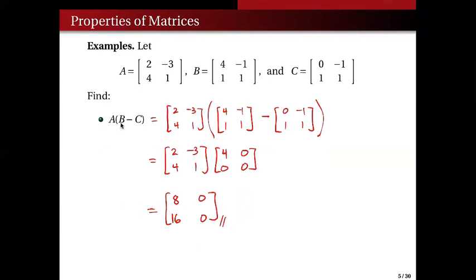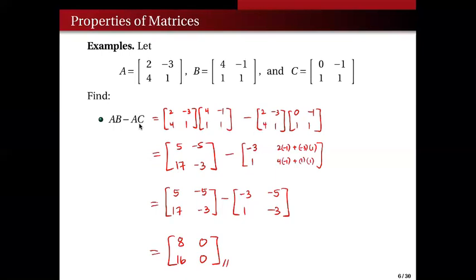So A times B minus C is the same as AB minus AC. So the distributive law. Okay? Questions so far?